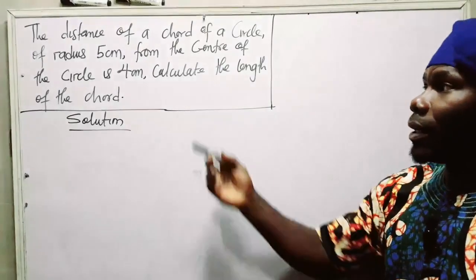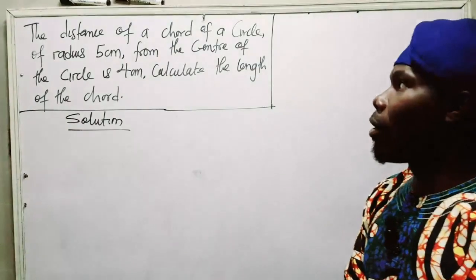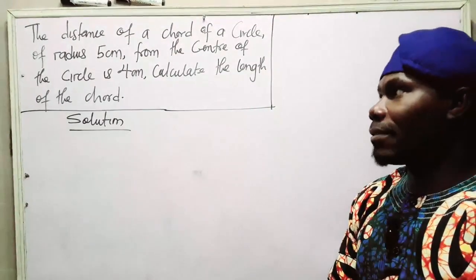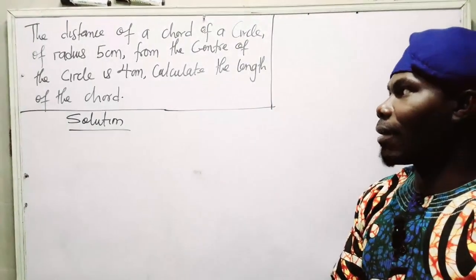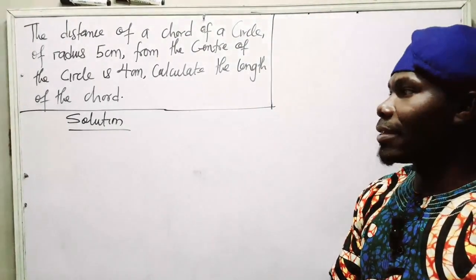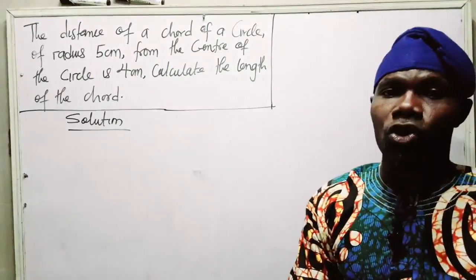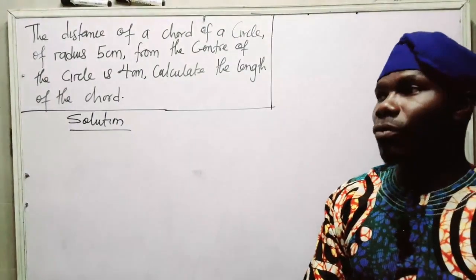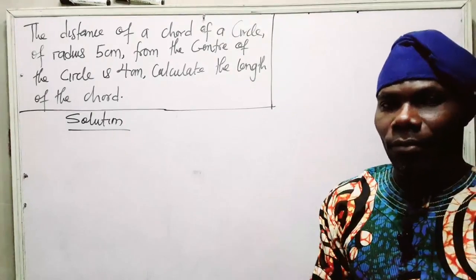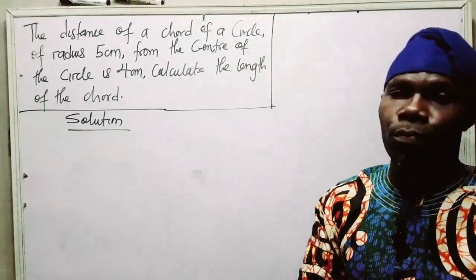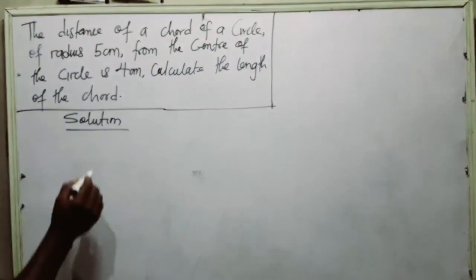In solving this question, it said the distance of a chord of a circle of radius 5 centimeters from the center of the circle is 4 centimeters. Calculate the length of the chord. So this is a question under circle geometry, and you need to understand what we call a chord, how to identify a chord in a circle, and how to identify where to put the radius. So let's solve it and see where I'm trying to explain.